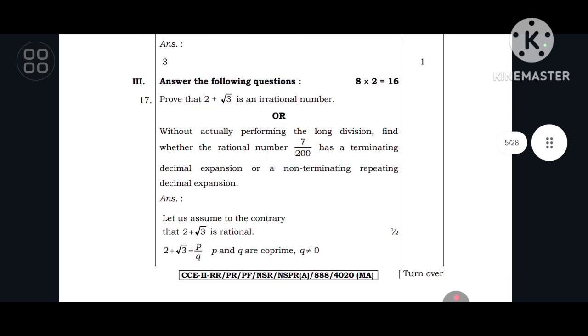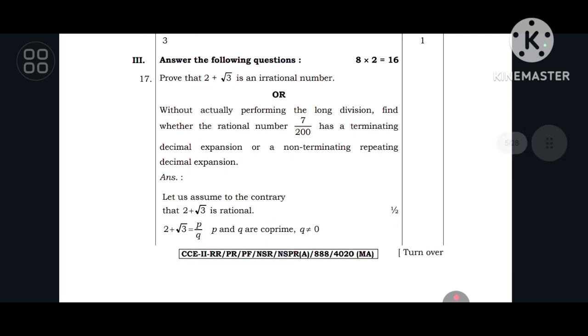And coming to the 17th question, prove that 2 plus root 3. This is a very important question, and it has been repeated many times in many question papers.